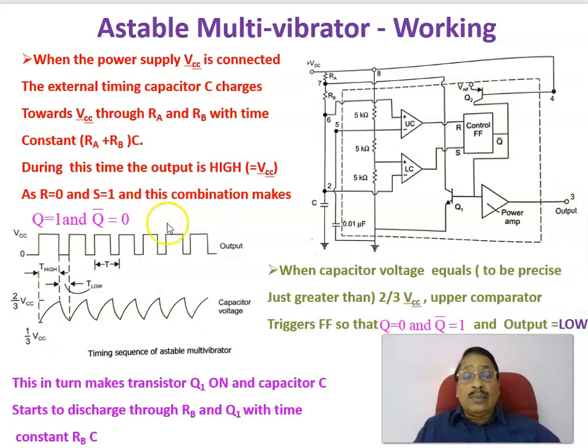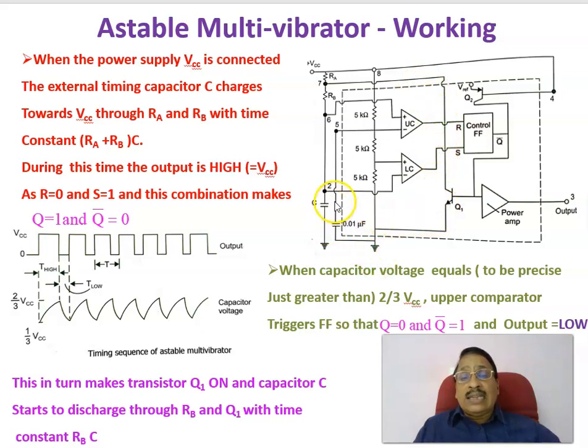That is, this output will be changing from high to low. And at the same time, as Q is low, Q bar will become high. As this is going high, the NPN transistor gets turned on, because Q bar is high. As this is getting turned on, the capacitor is connected through RB. Therefore, this pin is connected to this one, and this capacitor will be discharging through RB and through this transistor, to ground.